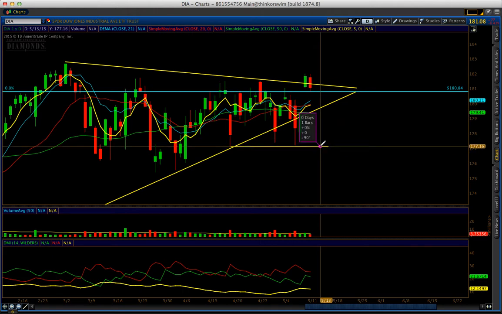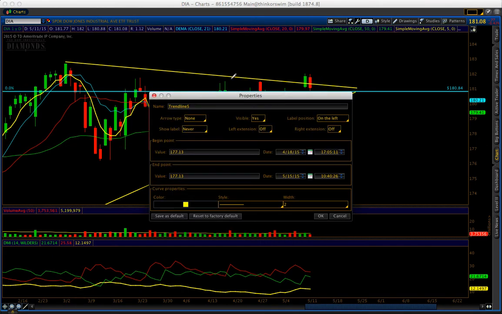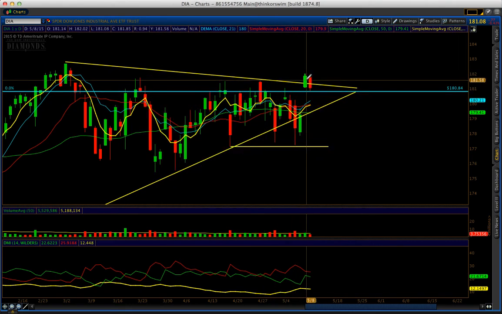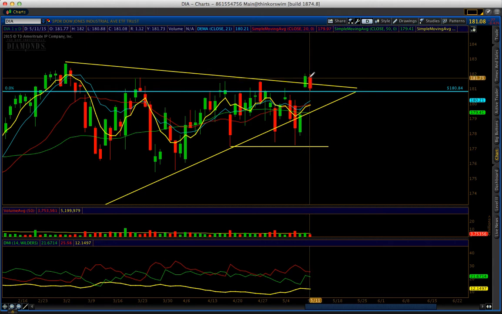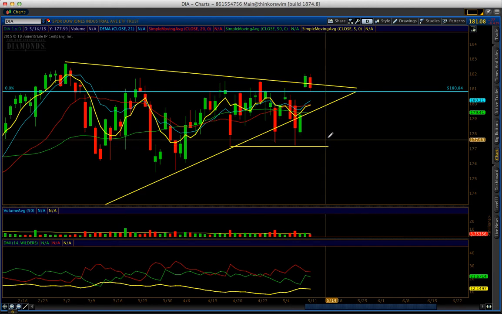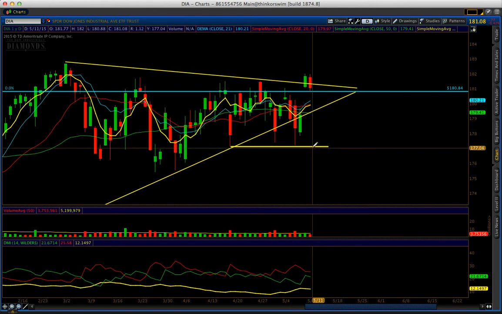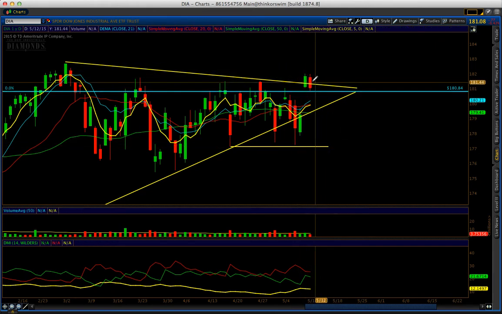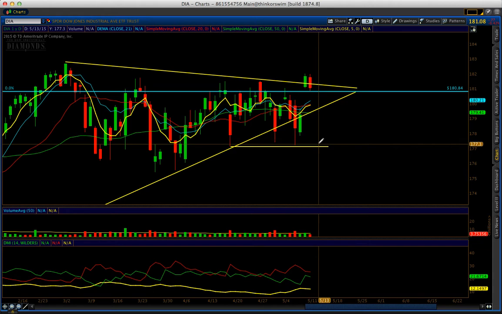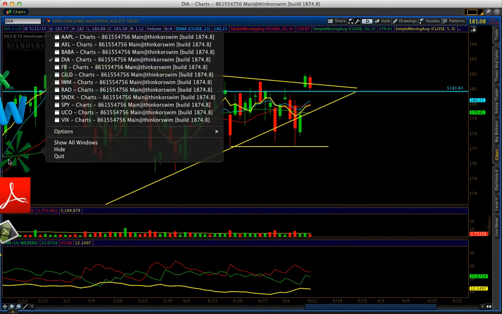Every time you see something that fails, it moves fast the other way because people get nervous. Everybody that enters here says, wait a minute, this thing didn't continue, get out, and boom, it goes again. So 177 is the main support, and I don't like it. I think if it breaks down tomorrow and opens below 180, I see you 177 in a rush. Now let's talk about another one.